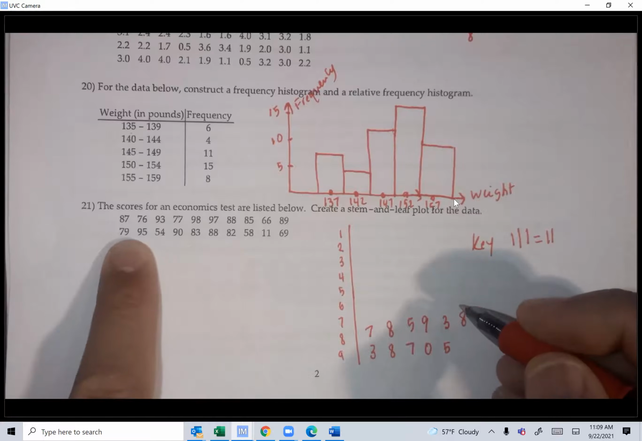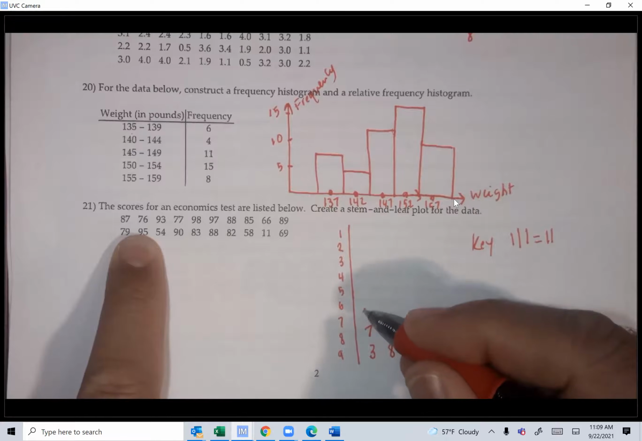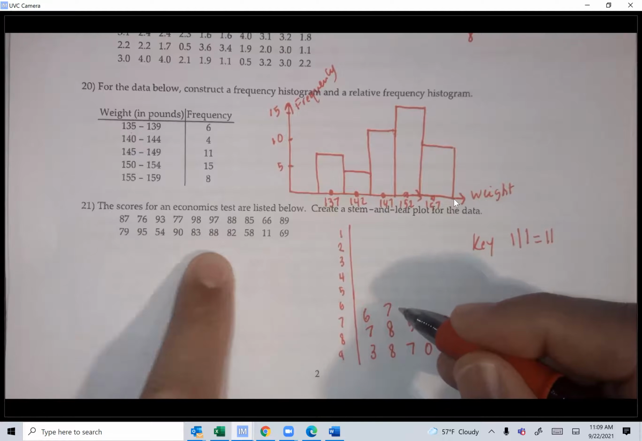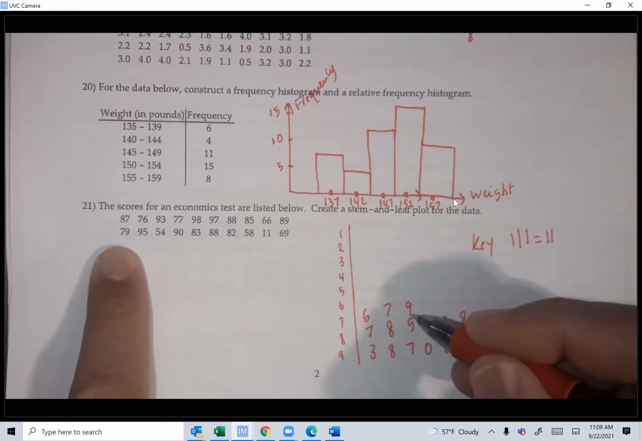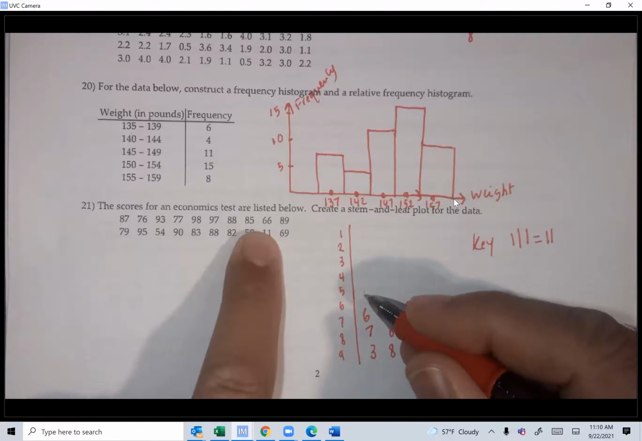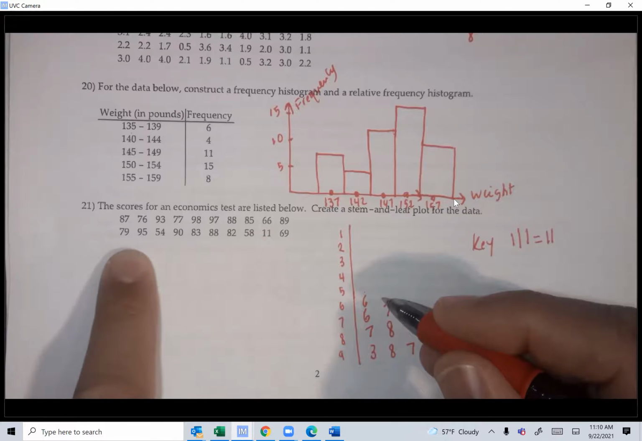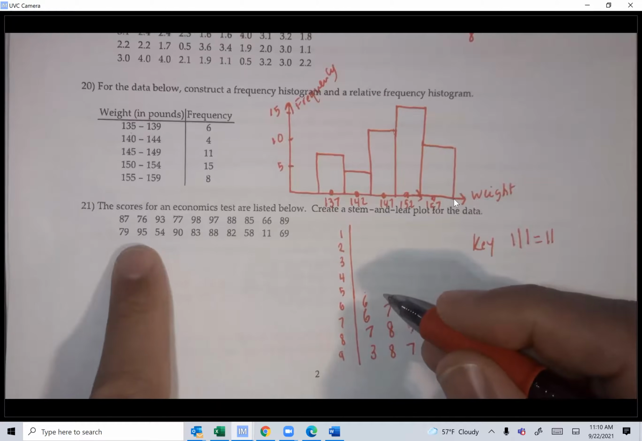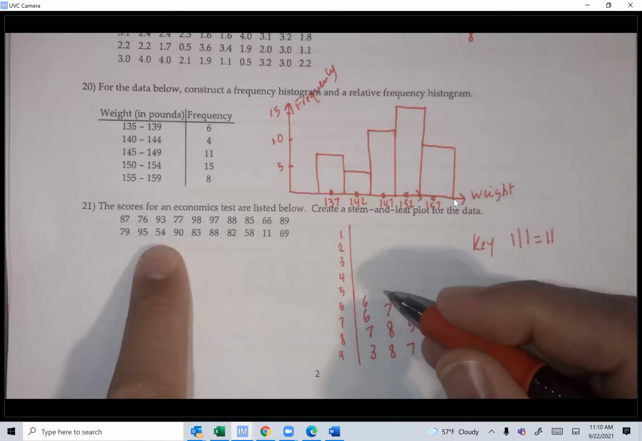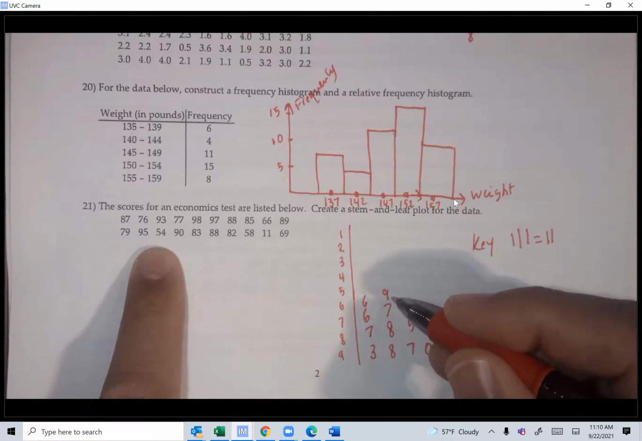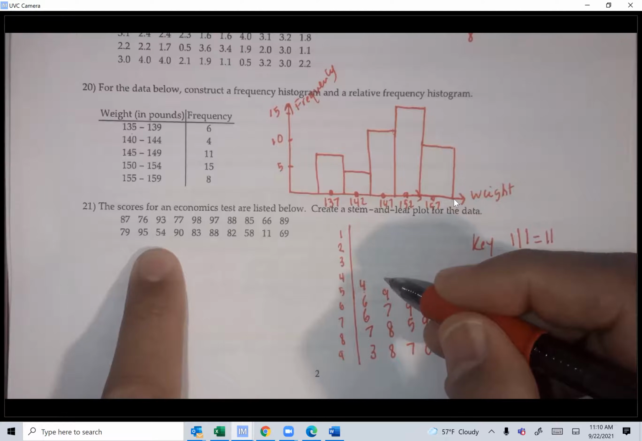For 7, you should have 6. You should have 7. And you should have 9. For 6, do we have anything in the 60s? Yeah, I have 6. And that's it. For 5, do we have anything in the 50s? I have 4. Oh, there's a 9, also 69. For 5, we have a 4. Okay.